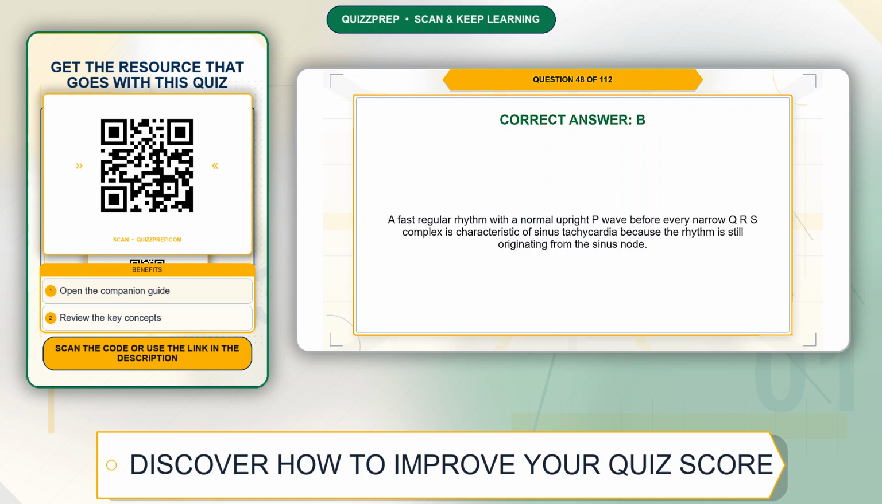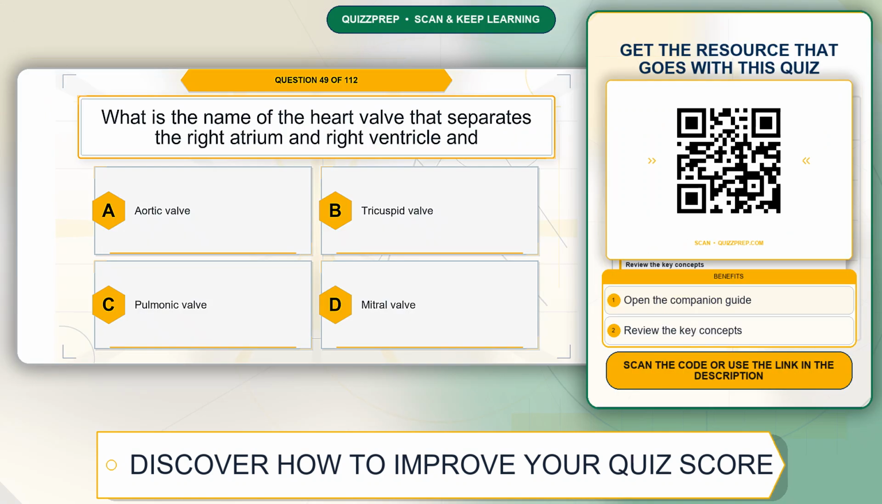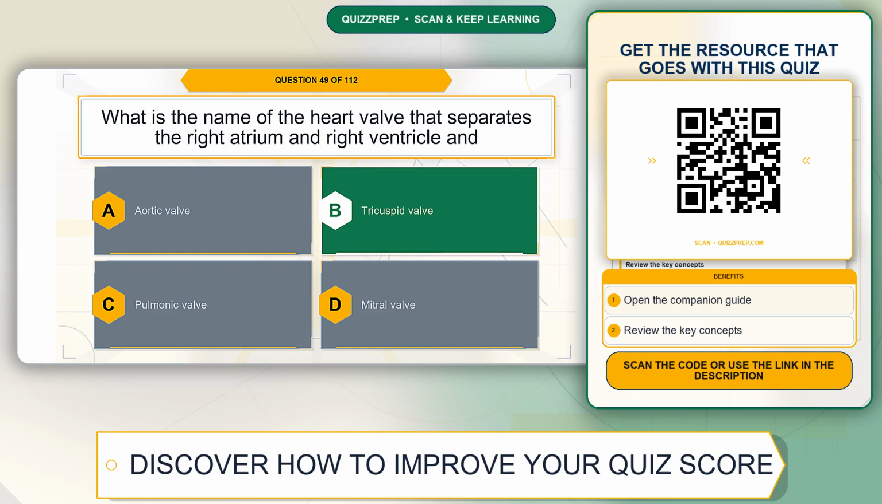Explanation. A fast regular rhythm with a normal upright P wave before every narrow QRS complex is characteristic of sinus tachycardia because the rhythm is still originating from the sinus node. Question 49. What is the name of the heart valve that separates the right atrium and right ventricle? Option A, aortic valve. Option B, tricuspid valve. Option C, pulmonic valve. Option D, mitral valve. The correct answer is option B, tricuspid valve.